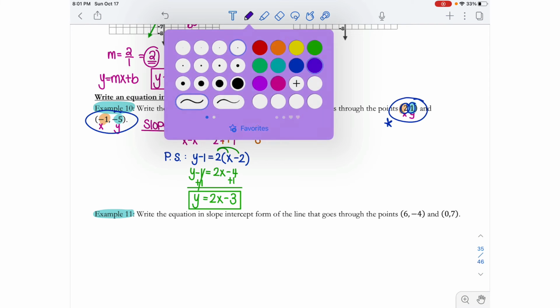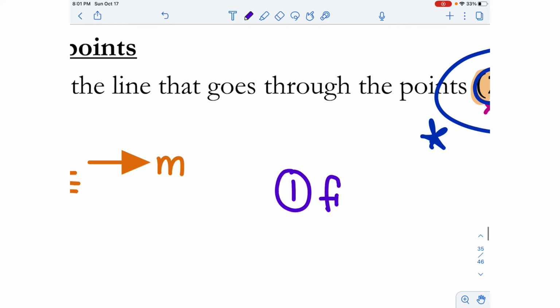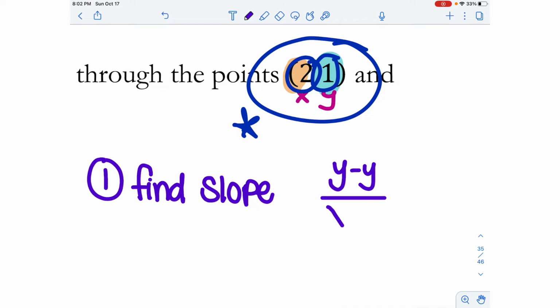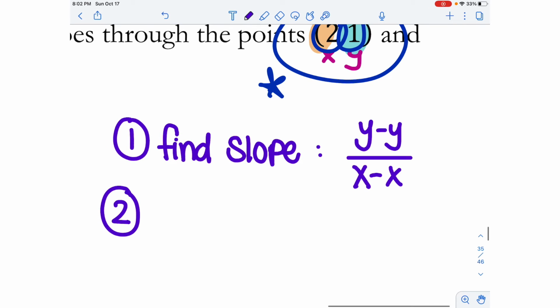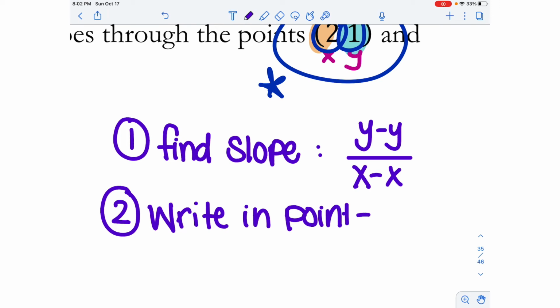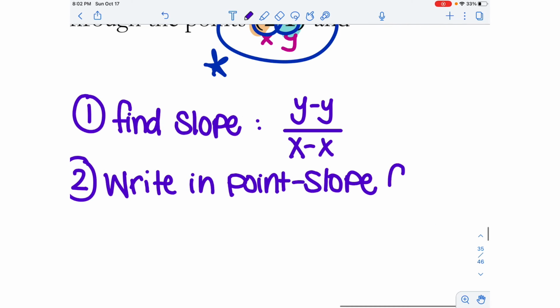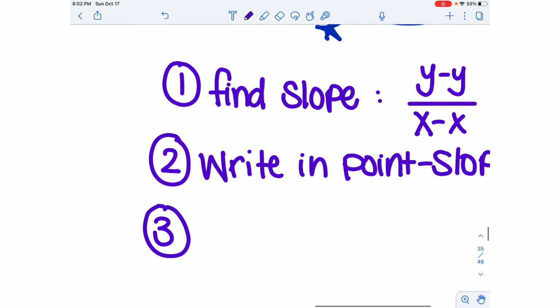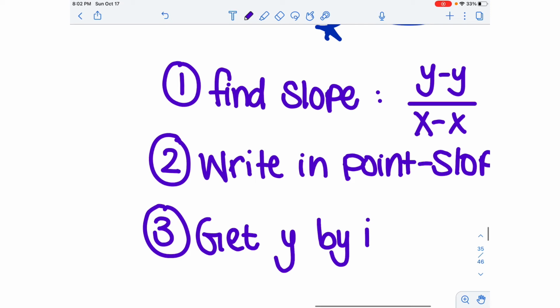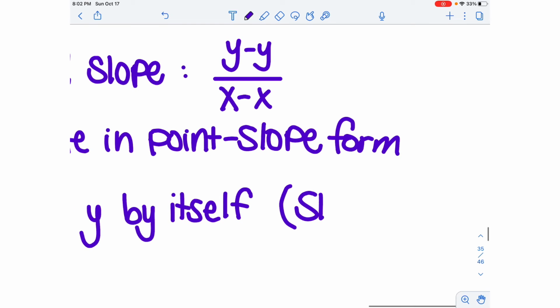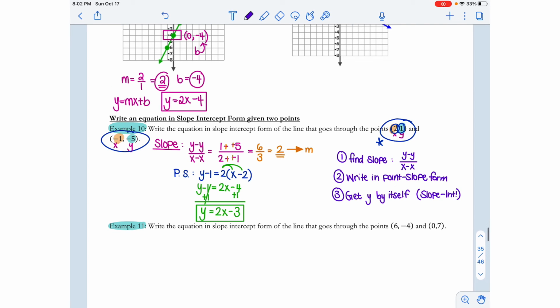Okay, so if you need to write down the steps, these were the steps. 1, find the slope. We use the slope formula for that. Step 2 was to write the equation in point-slope form. And step 3 was to get y by itself. And that's in slope-intercept form, once y is by itself. Okay, so if you want to pause the video and write down those steps, that might be good for your notes. It's exactly what we did. We found the slope, we wrote in point-slope form, we got y by itself, and that's my final answer.